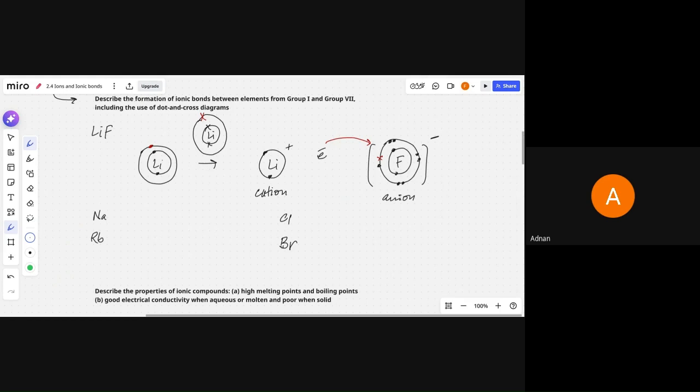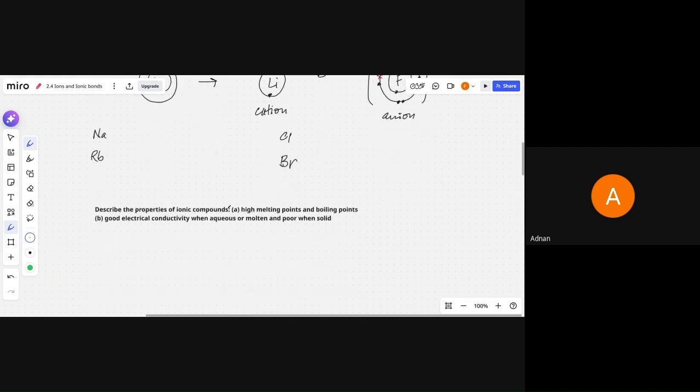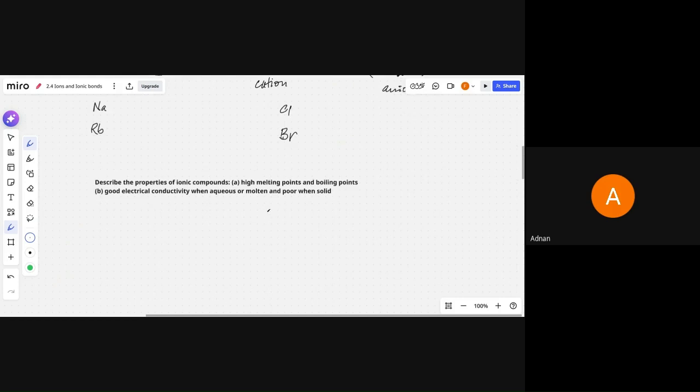So the next one is: describe the properties of ionic compounds: high melting and boiling points, good electrical conductivity when aqueous or molten, or poor when solid. Properties of ionic compounds: they are crystalline, right? They have a crystal-like lattice.